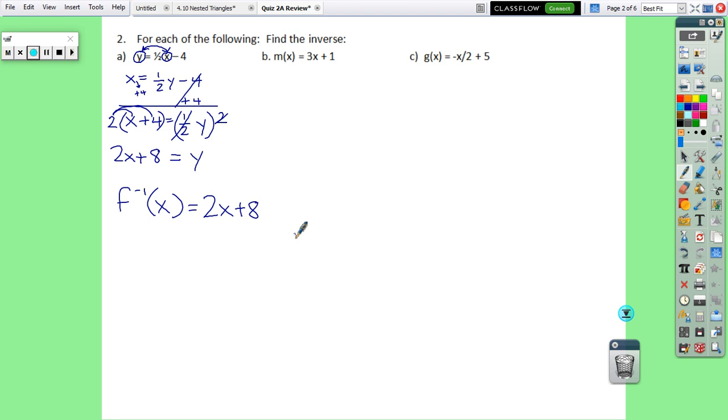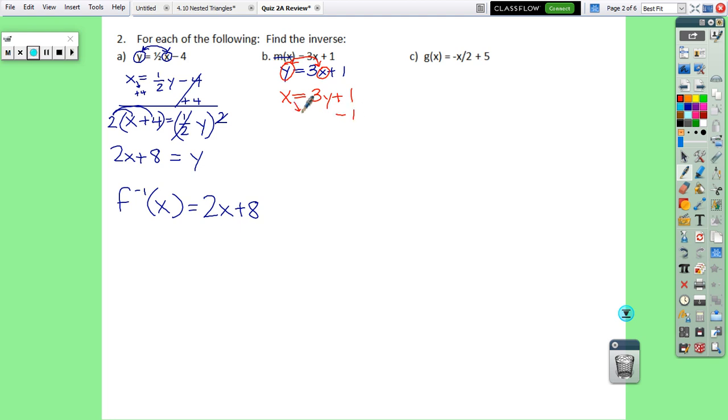For b, remember that this takes the place of y. So this is really y equals 3x plus 1. And so the very first thing we want to do is trade the x and the y, not any of the numbers, just the letters. And so we get x is equal to 3y plus 1. And then we want to get y by itself.